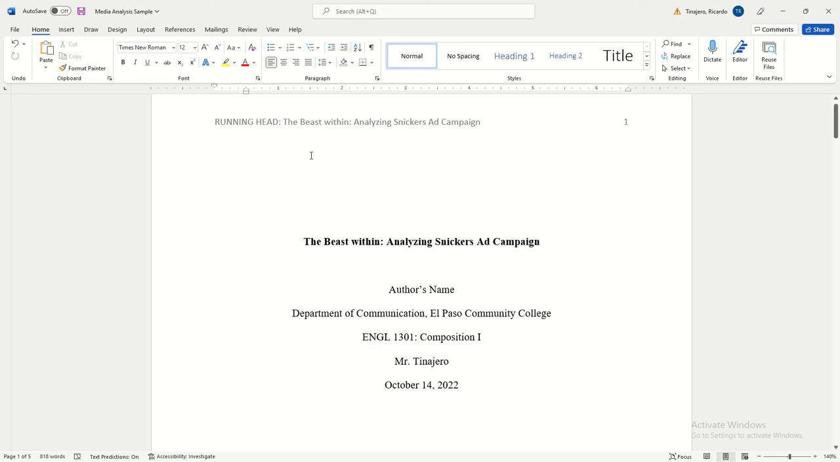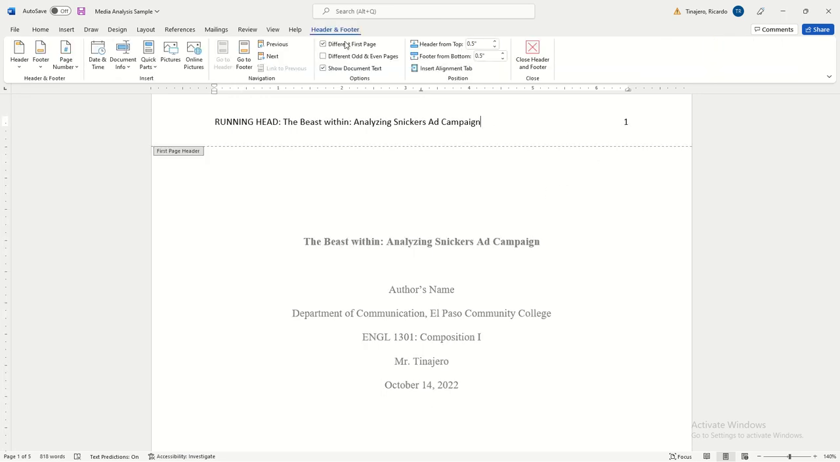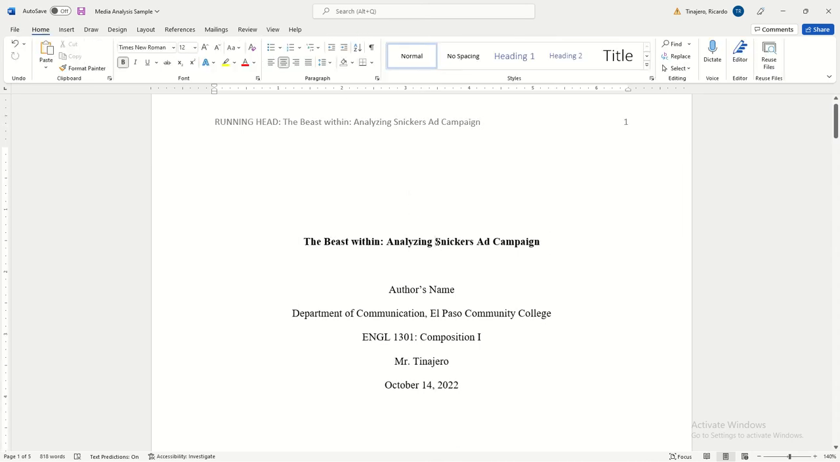Again, you'll notice that our header specifically says running head. Then it has the title of this article, The Beast Within, Analyzing Snickers Ad Campaign, and then the page number at the top right. So this is all separated because it's part of the header and footer. Next, we're going to get to the title of the essay, which has been centered down after 4 entries. We'll go 1, 2, 3, and 4. Well, maybe this one's 5, whatever looks best on your document, anywhere from 4 to 6 entries.